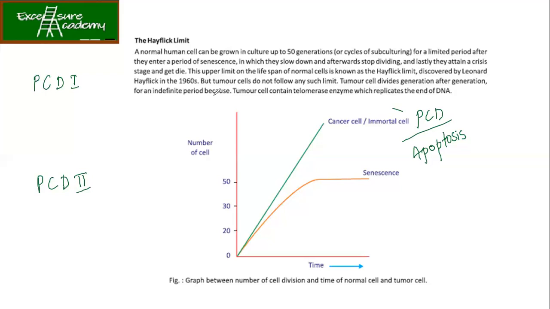So, what else do we call apoptosis? Programmed cell death. Yes, very good. Now, if I say that it is programmed cell death 1 and 2, which one is apoptosis over here and what is the other one?